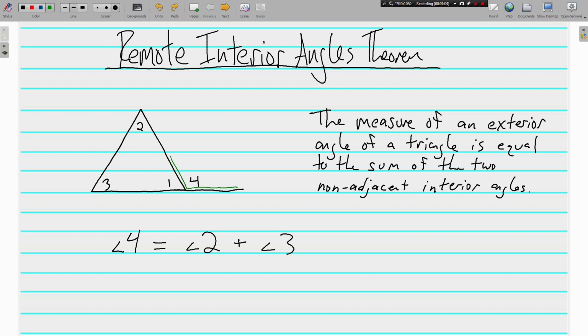And what we're saying is that this exterior angle is equal to the sum of the two non-adjacent interior angles. 1 and 4 are adjacent. They share a vertex and a ray. So the two angles that are non-adjacent to angle 4 are angle 2 and angle 3. They're all the way over here. The theorem says that angle 2 plus angle 3 is equal to angle 4. We can use this theorem to solve problems about missing angles.